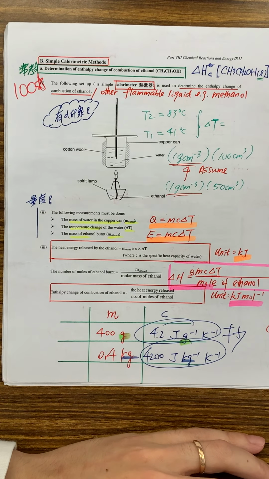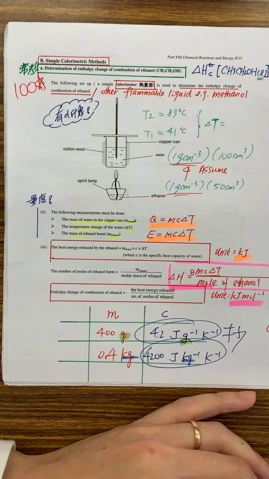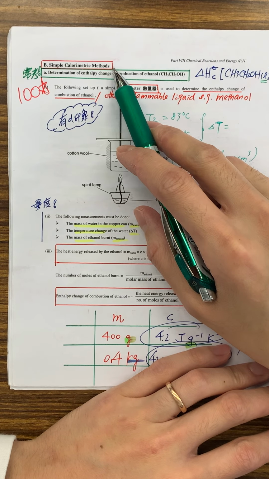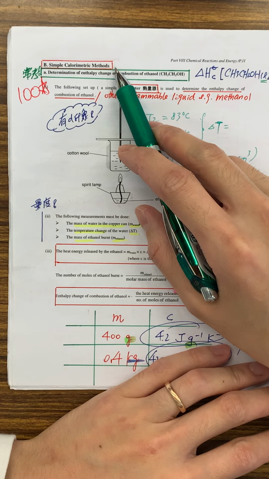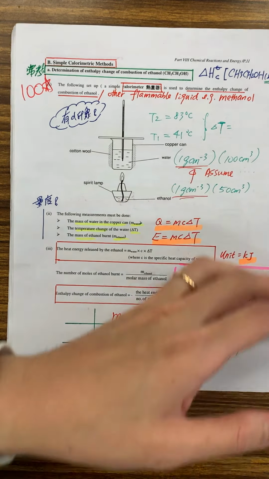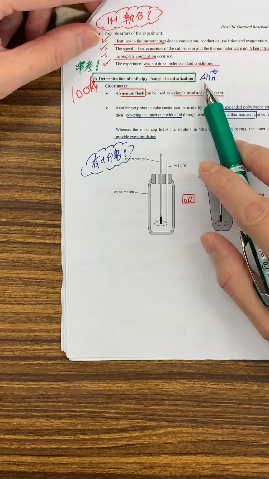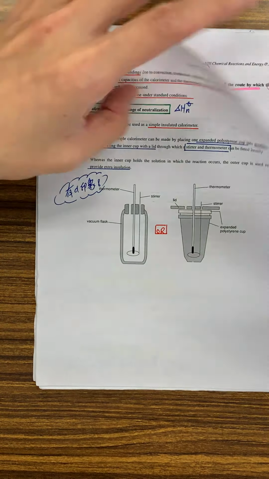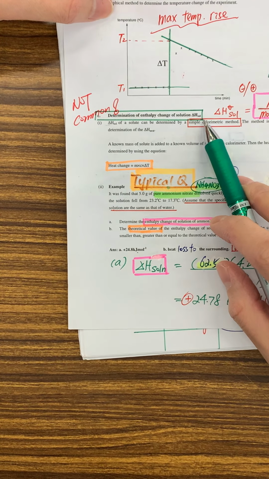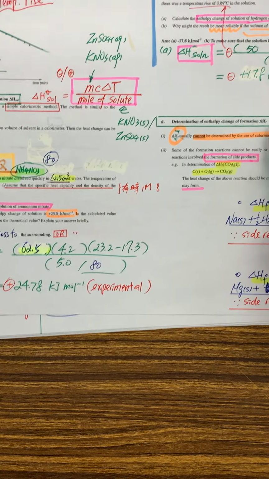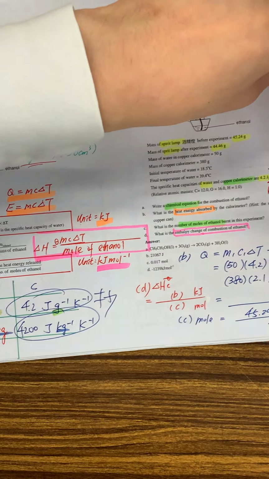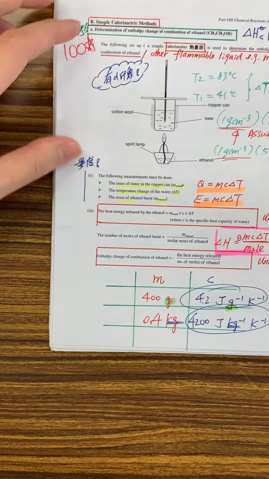Okay, chemical reactions and energy, part 2. It describes the simple calorimetric method. It refers to the method for determination of maybe delta HC, maybe delta HN, delta H solution, and delta HF. Okay, all of these values are determined experimentally in the lab.